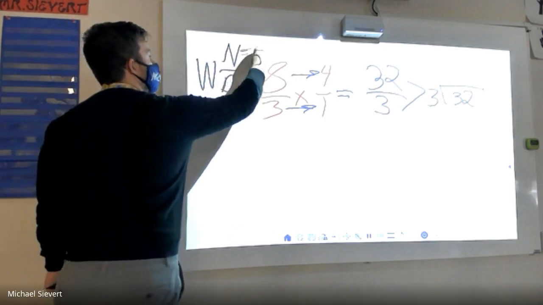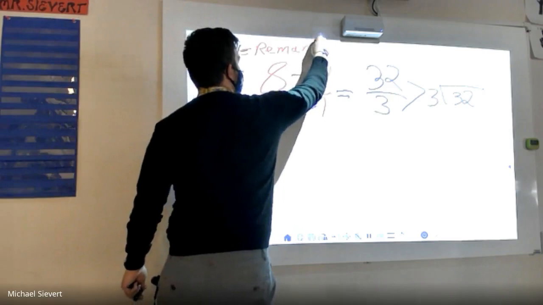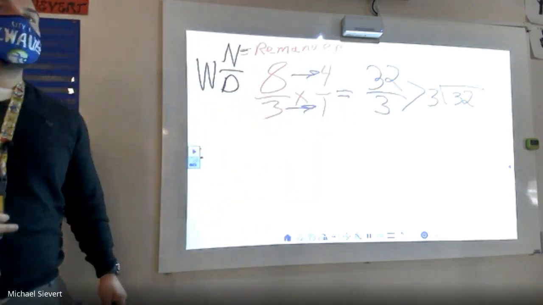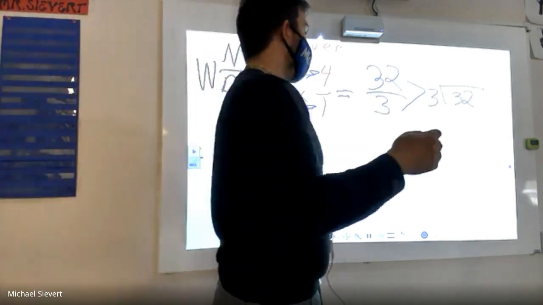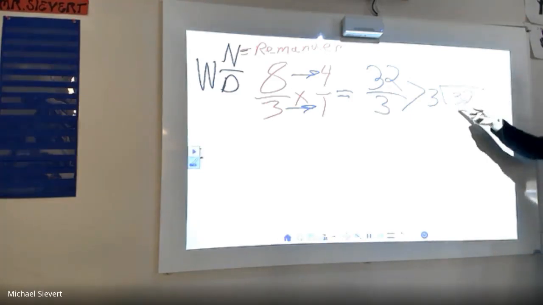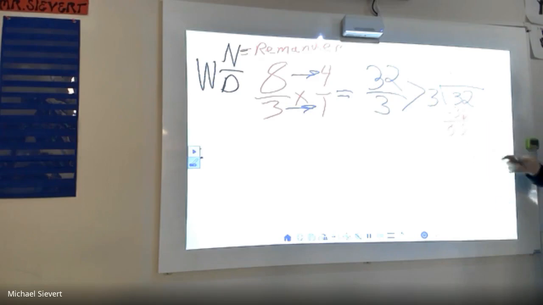The numerator equals the remainder. All right, that's very important. Now, how many groups of 3 are in 3? Perfect. 3 minus 3, 0. Drop down the 2. How many groups of 3 are in 2? Correct. We have 0.